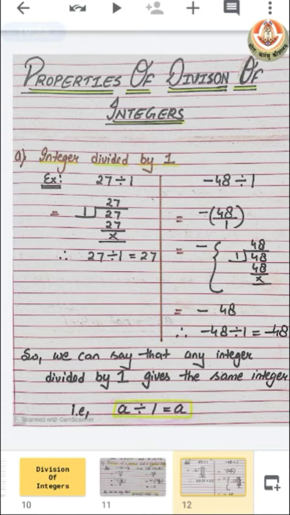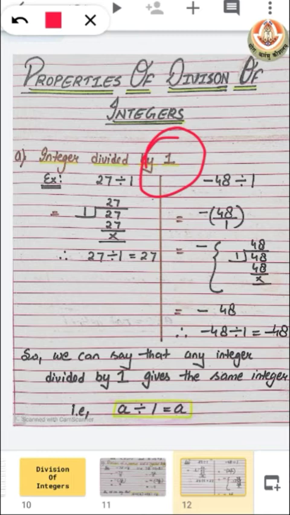Integer divided by 1. Whenever we divide any integer by 1, we get the same integer as the answer, for both positive as well as negative integers. Okay? Similarly as in the case of multiplication.